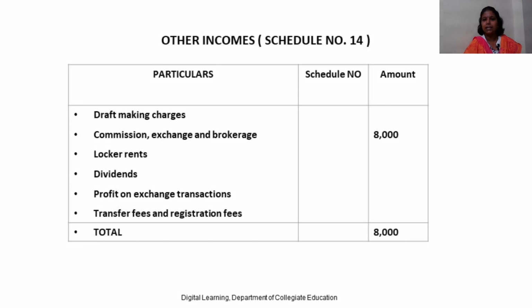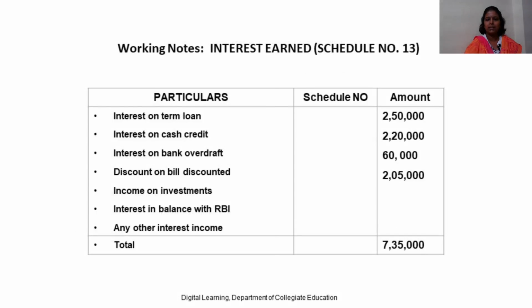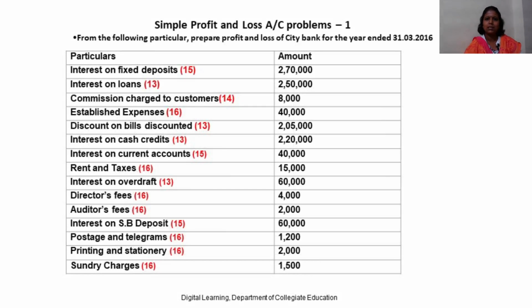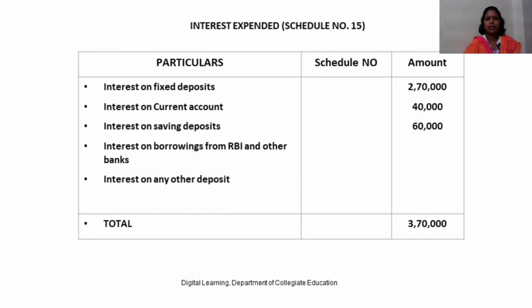Next, you go to other incomes. In other incomes, as you look at the problem, there is only one other income. That's only commission, exchange and brokerage. You can see that other income is just one, commission, exchange and brokerage. Now, schedule number 15, how many are there? Interest on fixed deposit, then interest on current account, then interest on SB deposits. So, 3 items. You have to prepare a separate schedule for interest expended. See, you have 3 items.